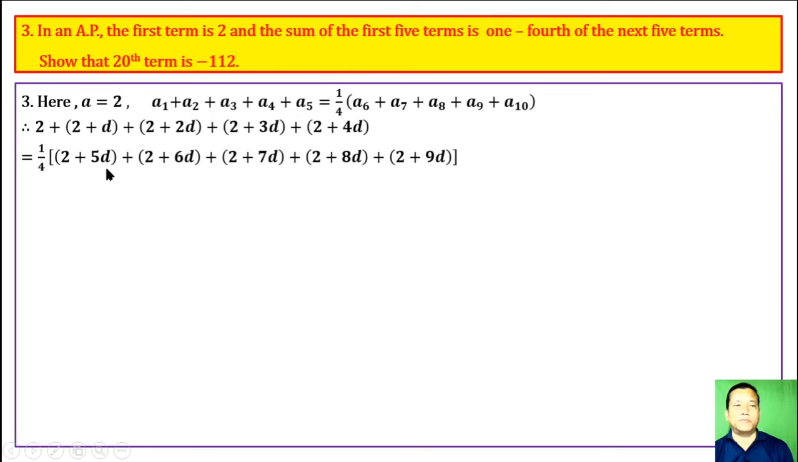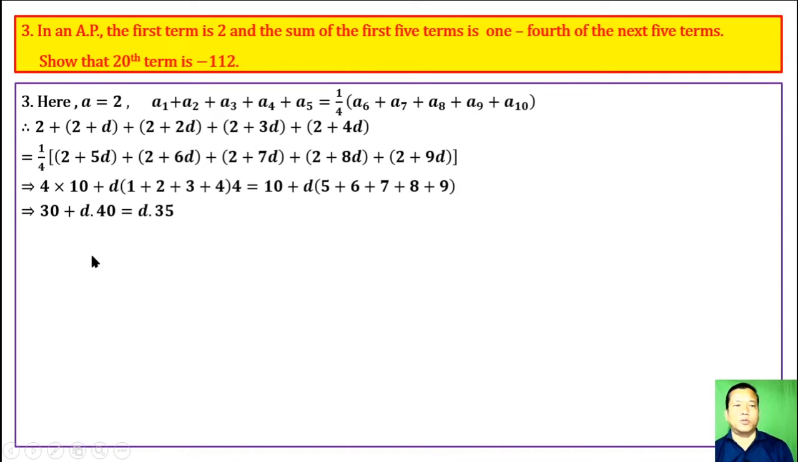A6 is 2 plus 5D. A7 is 2 plus 6D. A8 is 2 plus 7D. A9 is 2 plus 8D. A10 is 2 plus 9D. Cross multiplying by 4, we get this. Solving, we can find D, whose value is minus 6.